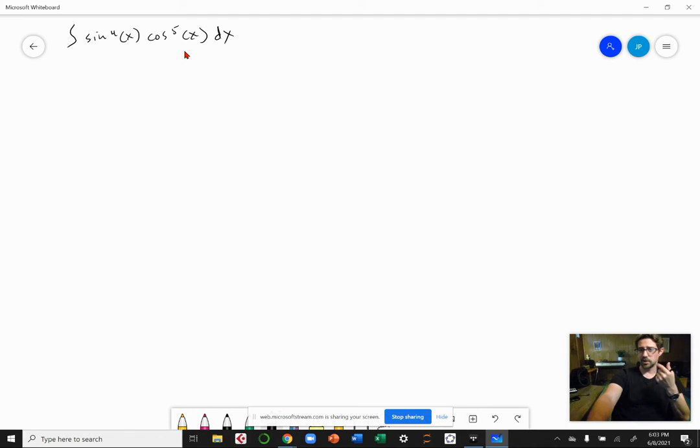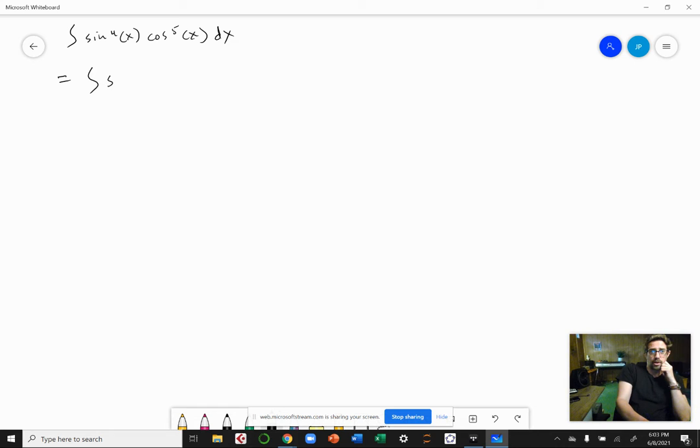Like we want to say u is sine and du is cosine, but we can't yet because it's not just cosine, it's cosine to the fifth, obviously. So it's always the same trick, and this is anytime you have mixed even and odd powers of sine and cosine, whichever way it is. Okay, so here's the trick.